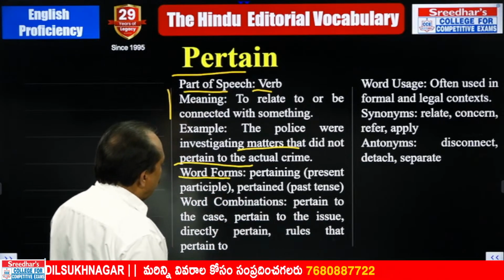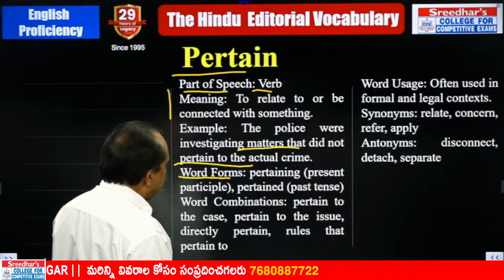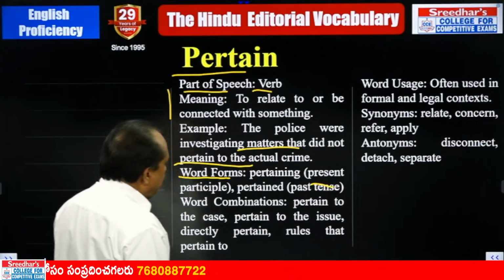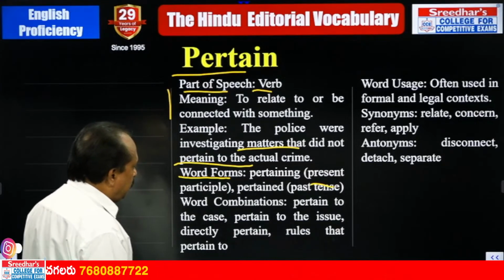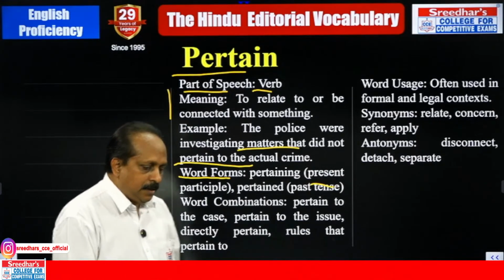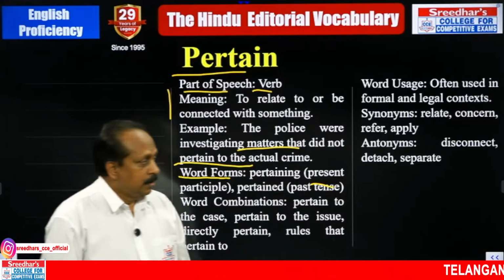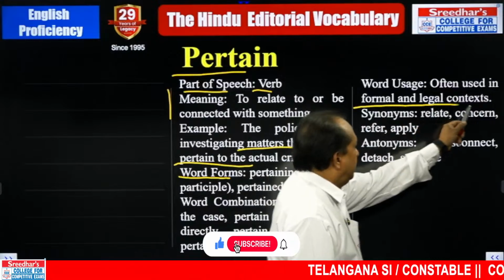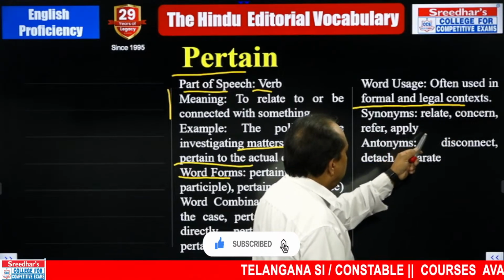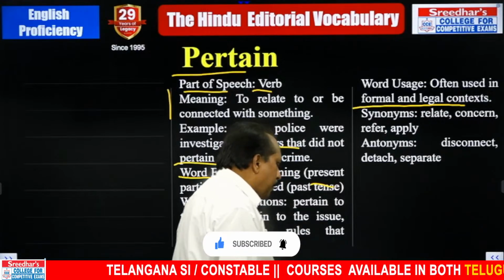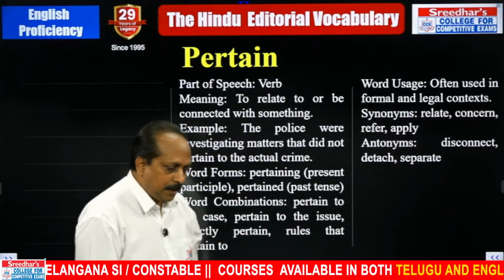Word forms: pertaining, present participle; pertained, past form, not tense. Word combinations: that pertain to the case, pertain to the issue, directly pertain, rules that pertain to. It takes the preposition "to". Word usage: often used in formal and legal contexts. Synonyms: relate, concern, refer, apply. Antonyms: disconnect, detach, separate. Not exactly the opposite.